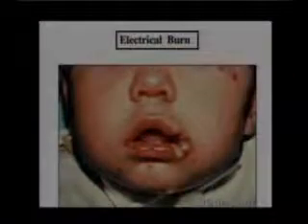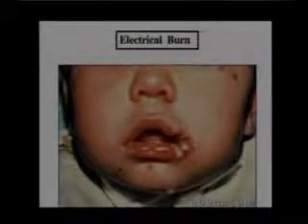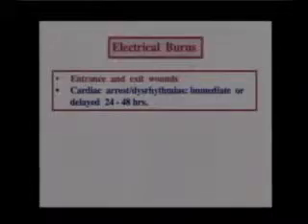Now, this picture shows us an entrance wound for this electrical burn. This child had been chewing on a cord, and we can see an entrance wound. Now, the problem with electrical burns is that when that electricity goes through the body, while it may not be so dramatically visible, the damage is on the inside.